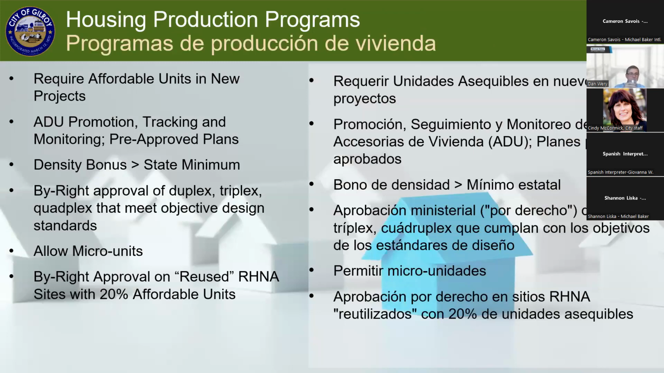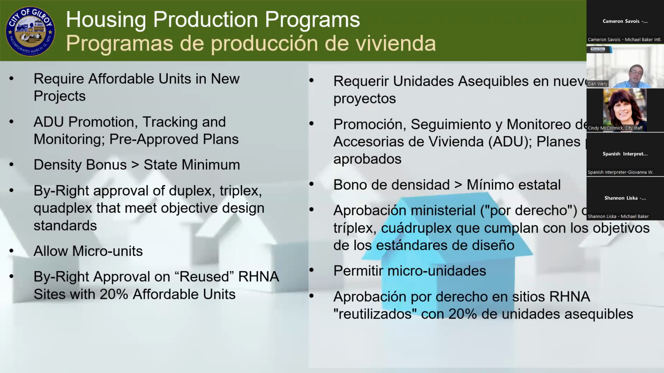So this is our first group of programs. Great. These are just typical things that we're doing, and some are very specific to Gilroy. So as I mentioned, inclusionary housing, require affordable units in new housing projects.